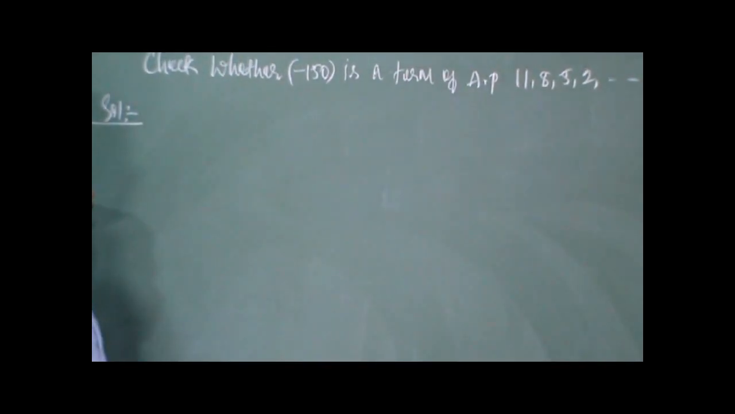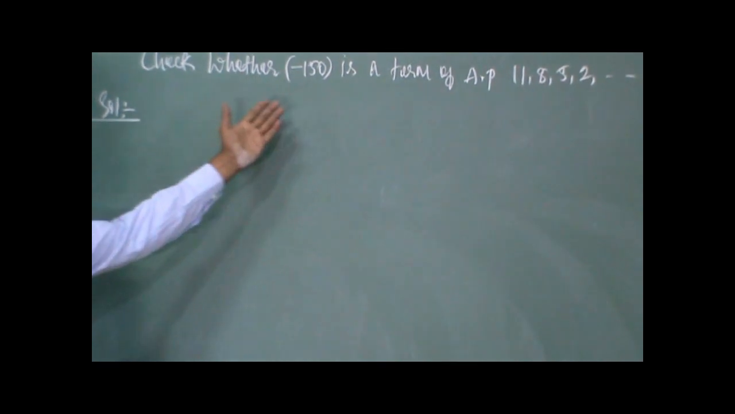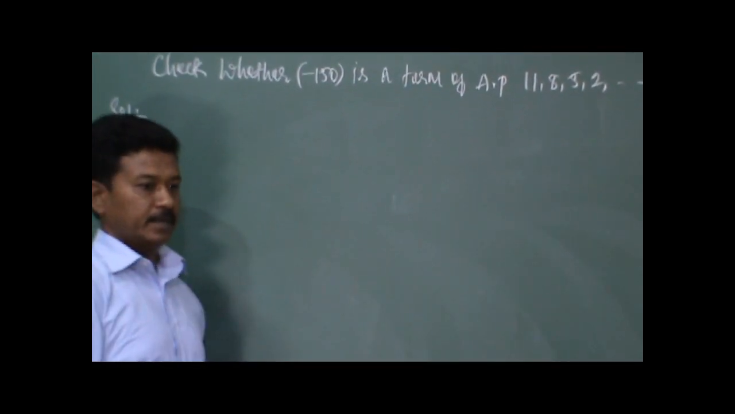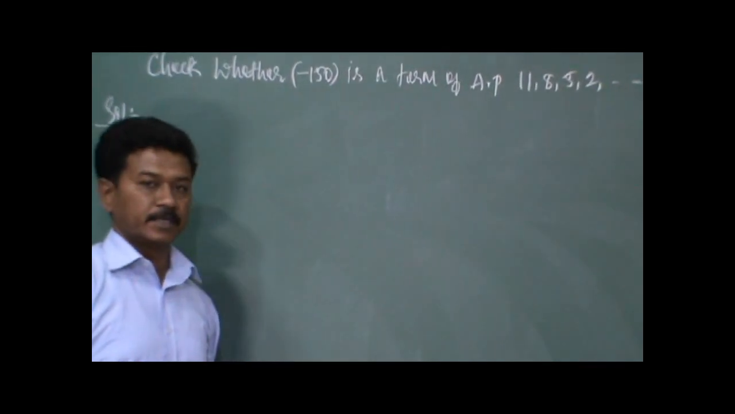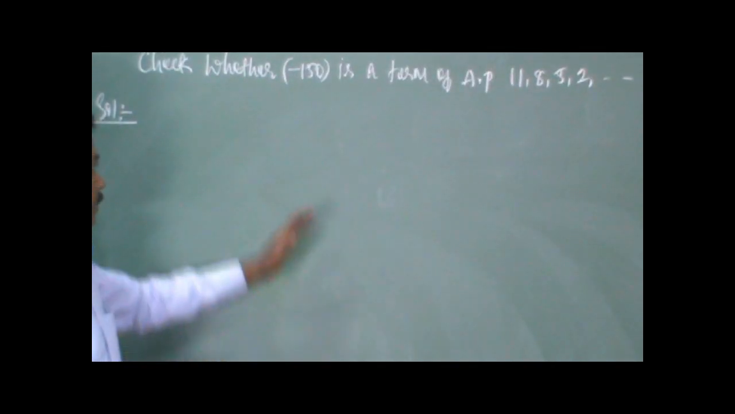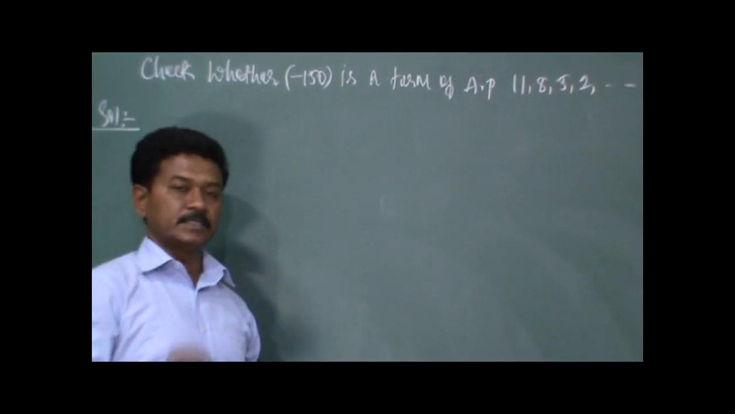We have to check. If minus 150 comes out to be a term of the AP, we write yes, it is a term of the AP. If it is not, the conclusion is no, it is not a term of the AP. So now the question arises: how to decide whether minus 150 is a term of the AP or not? See, it's a very simple logic.